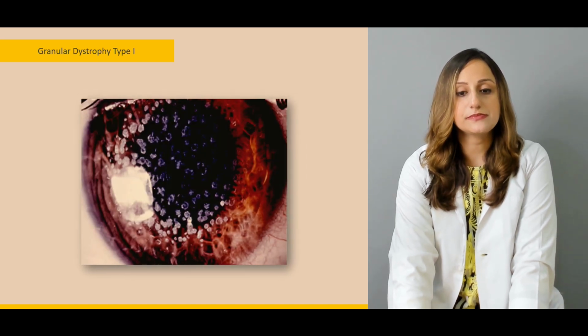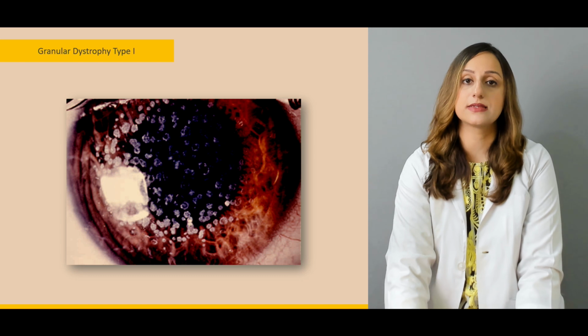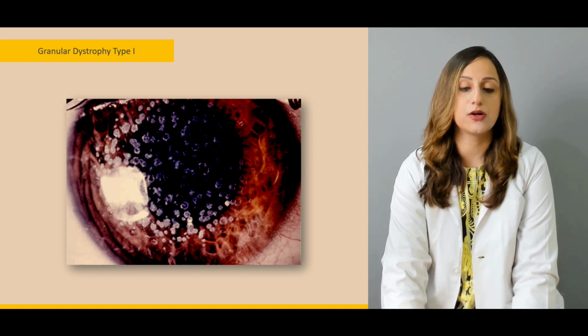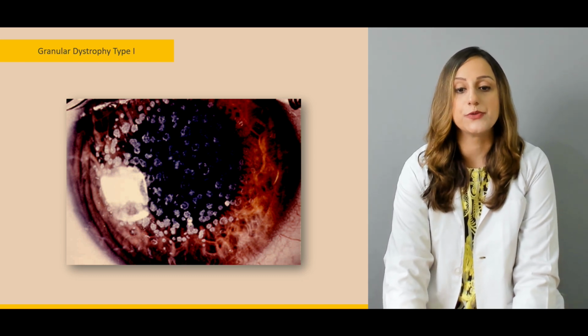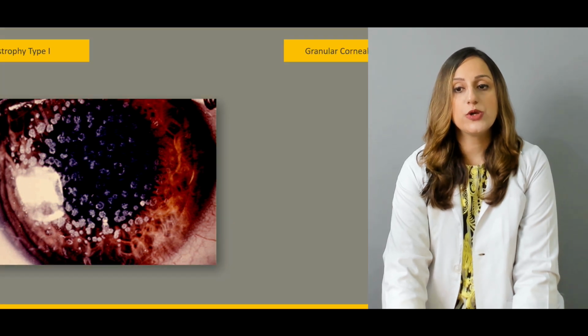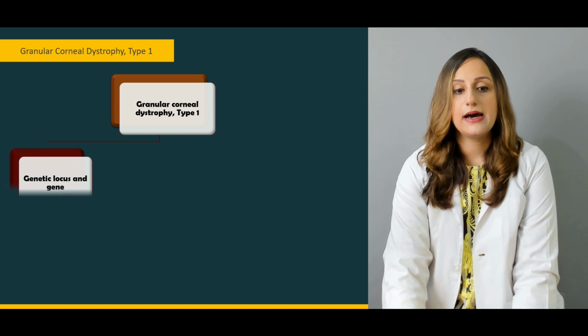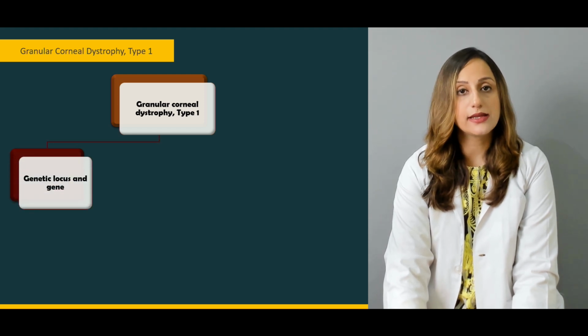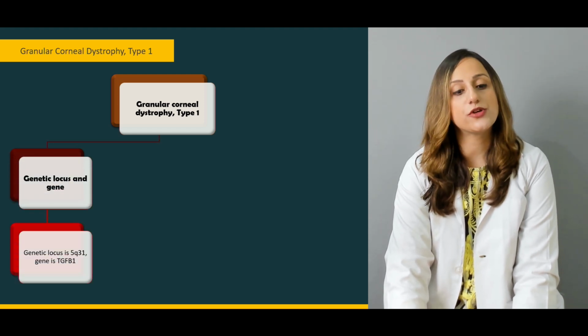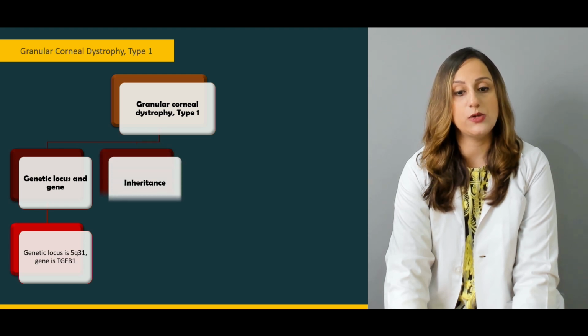Then we have the granular dystrophy type 1. The presentation again is a granular form of the corneal opacities that you would note down for these patients. When we're discussing the type 1 granular corneal dystrophies, the peculiar genetic locus or the gene involved for this kind of dystrophy is 5q31 and TGFB1.